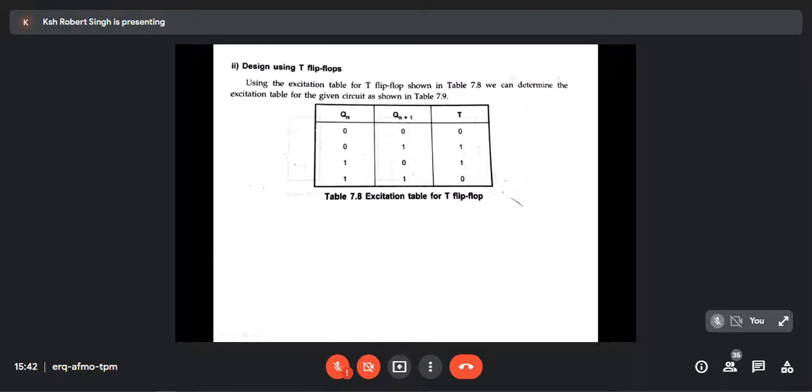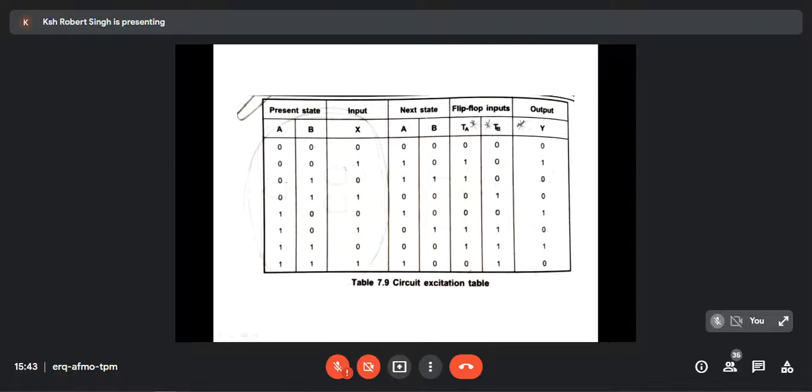Now using T flip-flop. In the book also they are recalling the excitation table of T flip-flop. If you want to mark up, you can mark up 0, 1, 1, 0. For T flip-flop, it is very simple. If there is a toggle transition, then T should be 1. There is a toggle from 1 to 0, so T should be 1. That's all. If you know T flip-flop, you can do it.